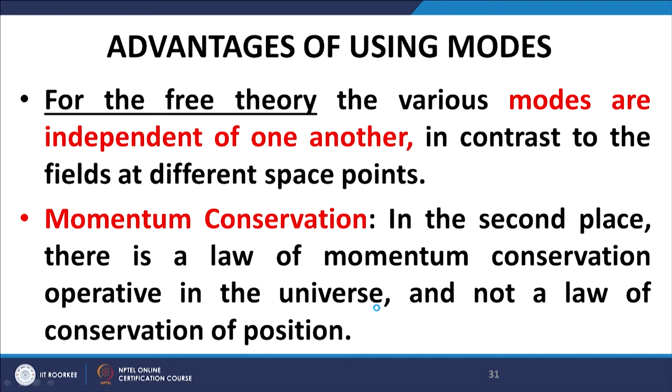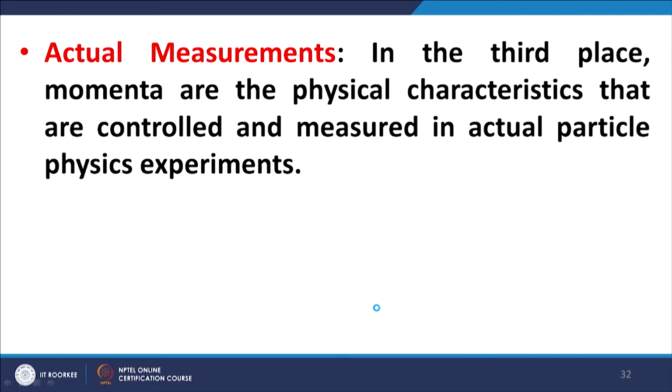universal law, and the momentum conservation law can be directly applied in momentum space or in Fourier space. Actual measurements in experiments usually return the momenta of interacting particles rather than the space time points at which the interaction takes place. So, these are three fundamental advantages which accrue on using the modes or the Fourier variables instead of the space time variables for representing the fields.